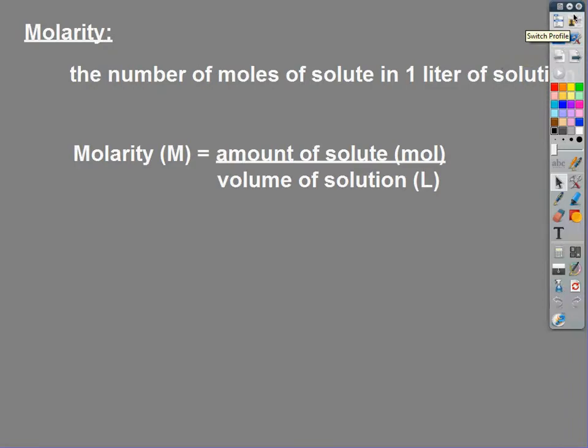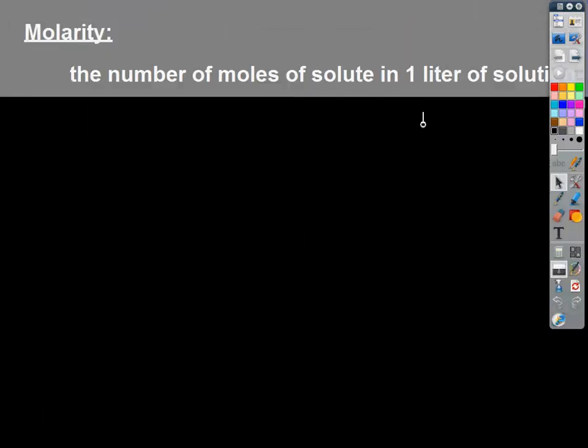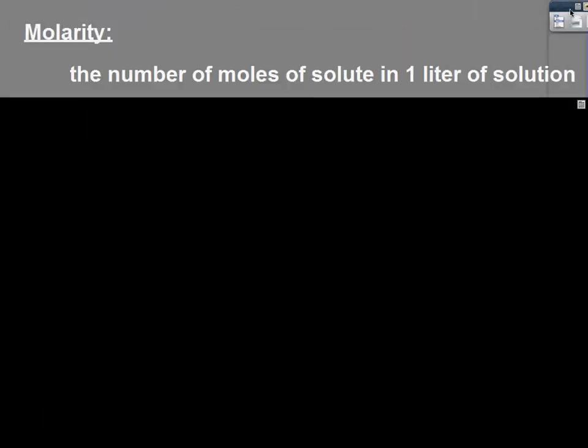Called molarity. Molarity is the number of moles of solute in 1 liter of solution. To review, what's this solute again? Anything that can be broken down or dissolved. And what's the other part? Solvent.